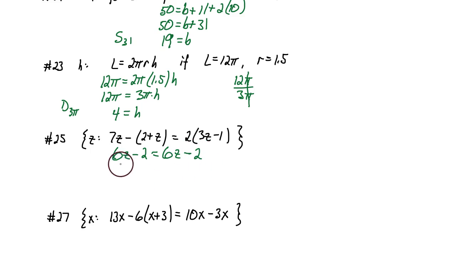At this point, notice that the left side expression is identical to the right side expression. Whenever that happens in algebra class, any number that you choose to substitute in for z will make a true equation. So the answer for z is all real numbers.